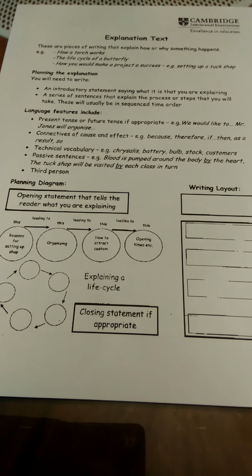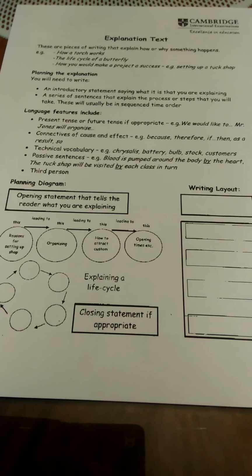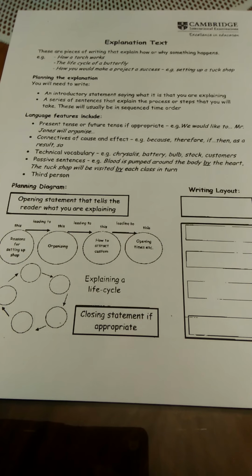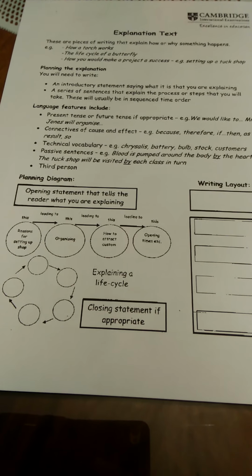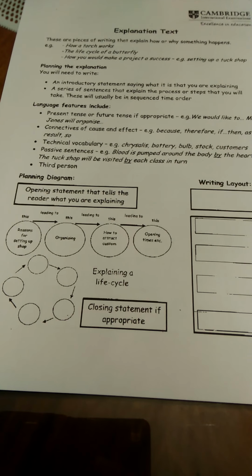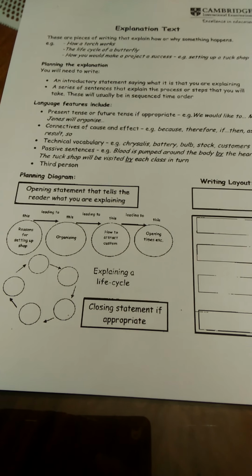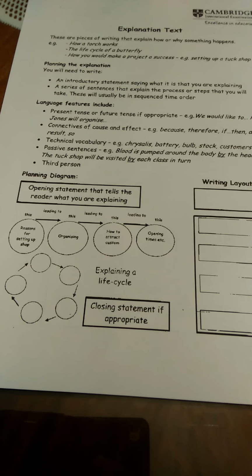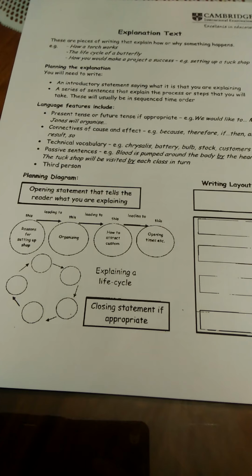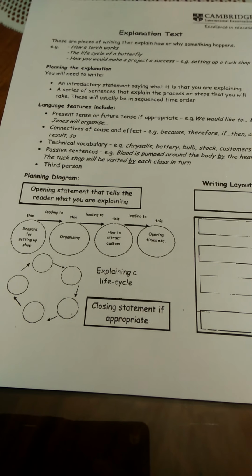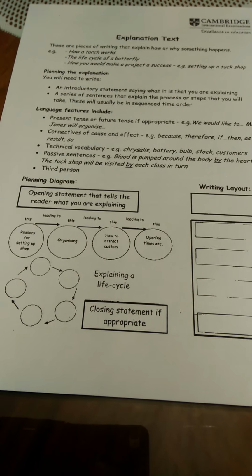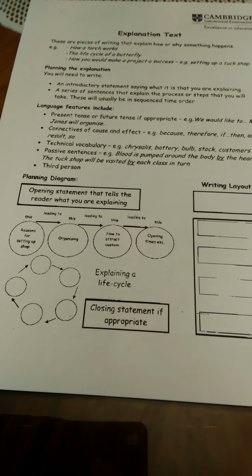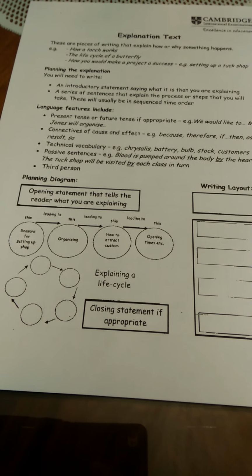Here's a diagram for planning the explanation text. Opening statement that tells the reader what you're explaining, that comes in the beginning or in your introduction, and then you put the reasons for setting up a shop, for example. It leads to organizing, leading to how to attract the customer, leading to opening times, etc., and details.